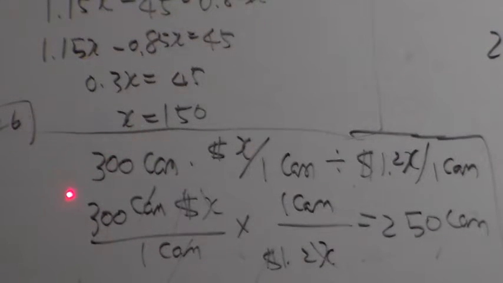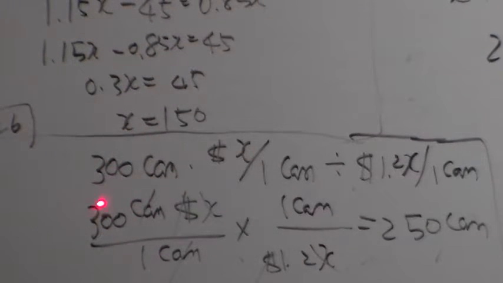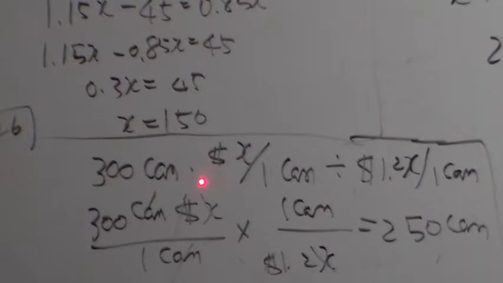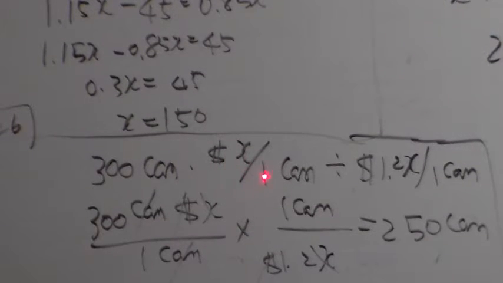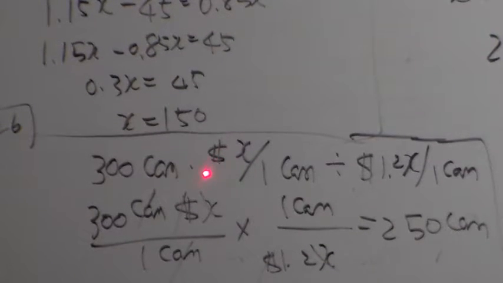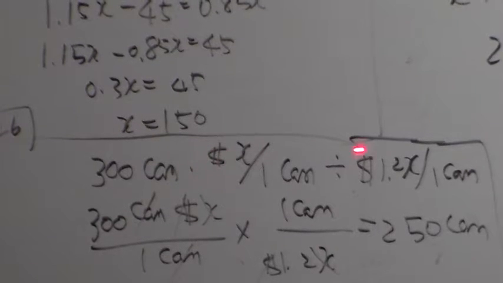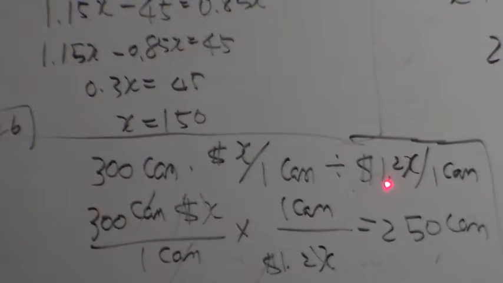They say somebody has 300 cans, worth $1. So 1 can costs X dollars, X dollars per can. The price was increased 20%, so it should be 1.2x dollars per can. So how many cans can he buy? So we have to divide, right?